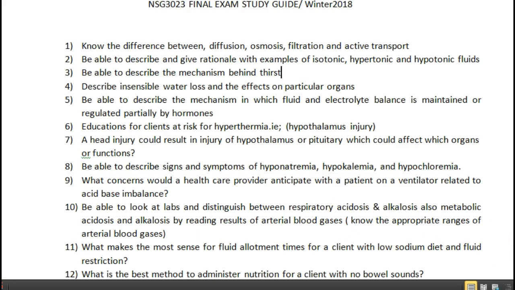Okay. The next question: be able to describe the mechanism in which fluid and electrolyte balance is maintained or regulated. Oh, I already said that because I talked about anti-diuretic hormone.